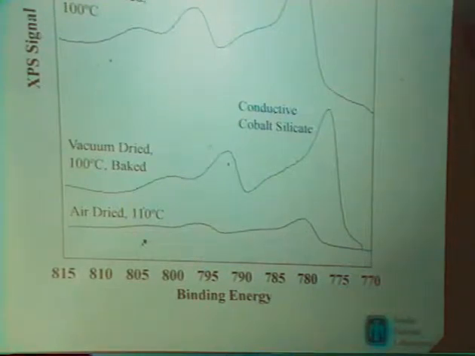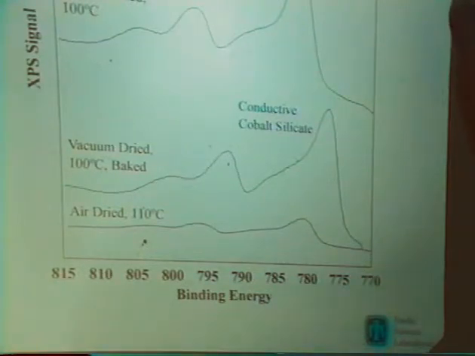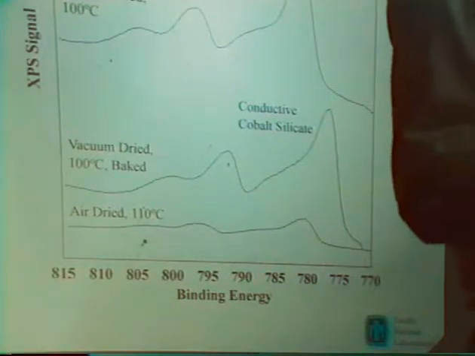a shift back in the binding energy to a position that can be associated with charging. This is attributed to the agglomeration then of this thin film cobalt silicate into cobalt silicate islands on the silica that then will experience this charging because they are not contacted with ground.